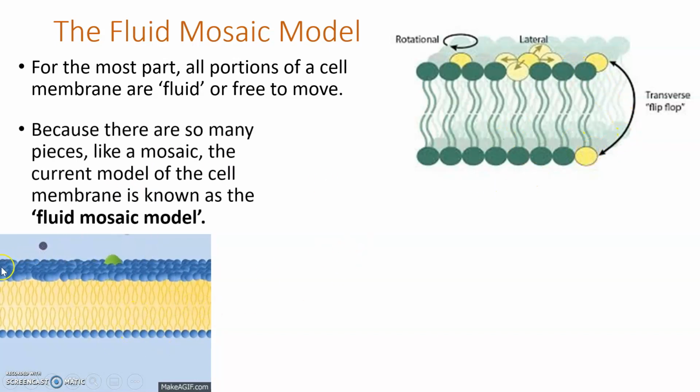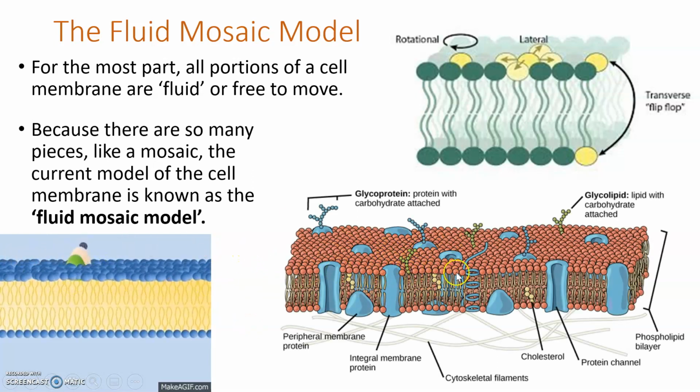So here's a little GIF of the fluid mosaic model. It's a lot of different pieces. We've got proteins, we've got carbohydrates, we've got lipids, we've got cholesterol. We've got all those things in the cell membrane, so it looks like a mosaic. And they're all free to move, kind of like ships floating in the ocean. Here's a green protein, here's a yellow protein. They're just kind of floating around in that phospholipid model. And again, we call that the fluid mosaic model. Here's again another picture of all those pieces, why we call it a mosaic, because there's a lot of things going on.